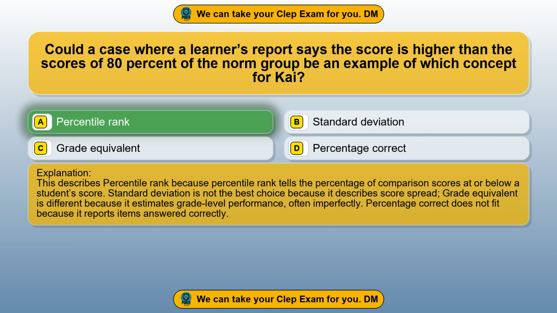Standard deviation is not the best choice because it describes score spread. Grade equivalent is different because it estimates grade level performance, often imperfectly. Percentage correct does not fit because it reports items answered correctly.